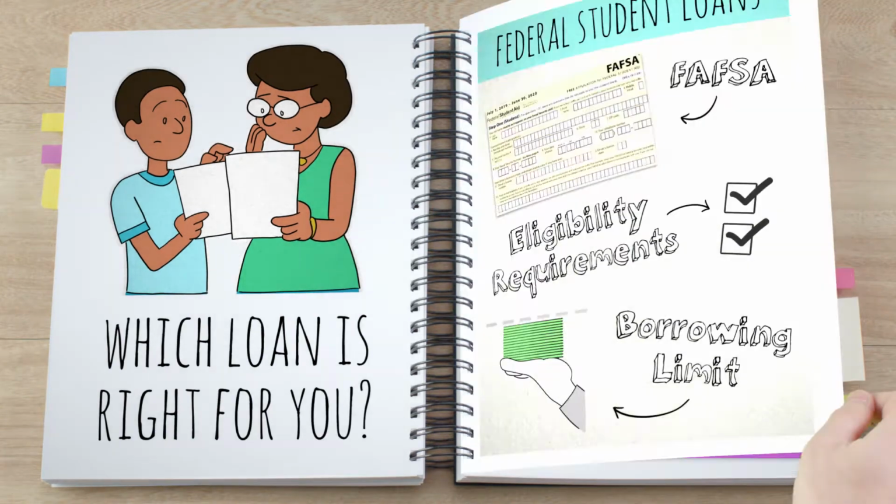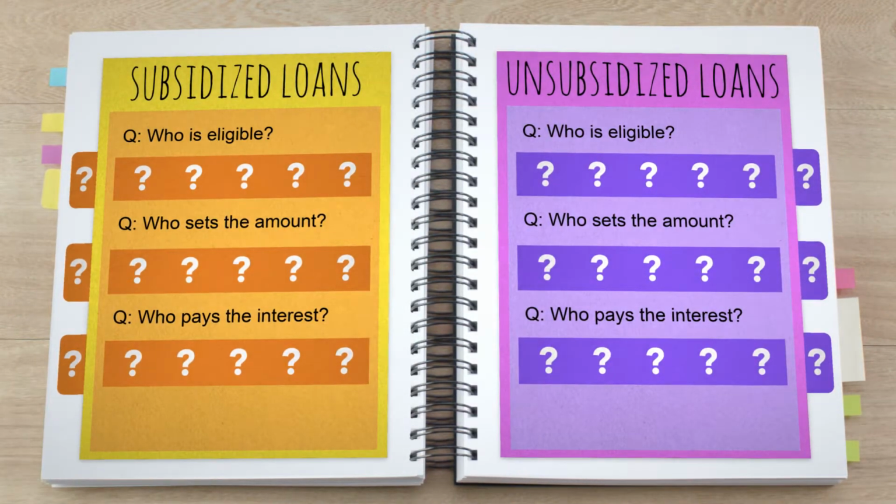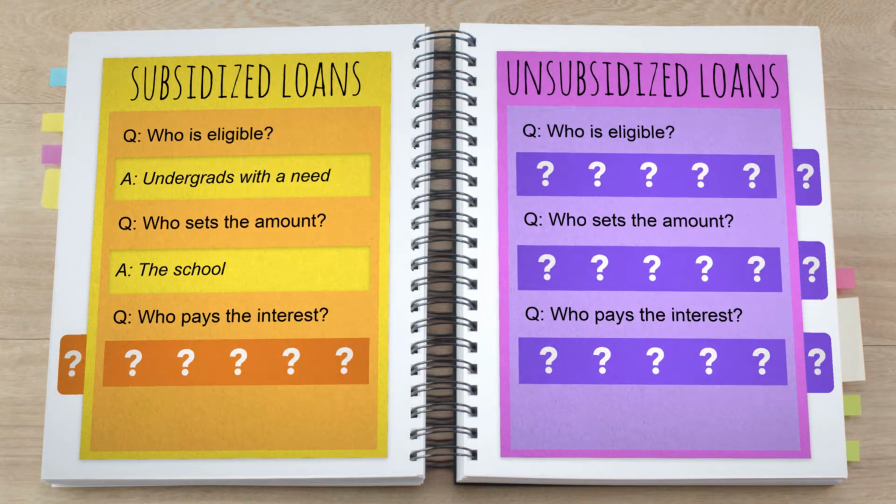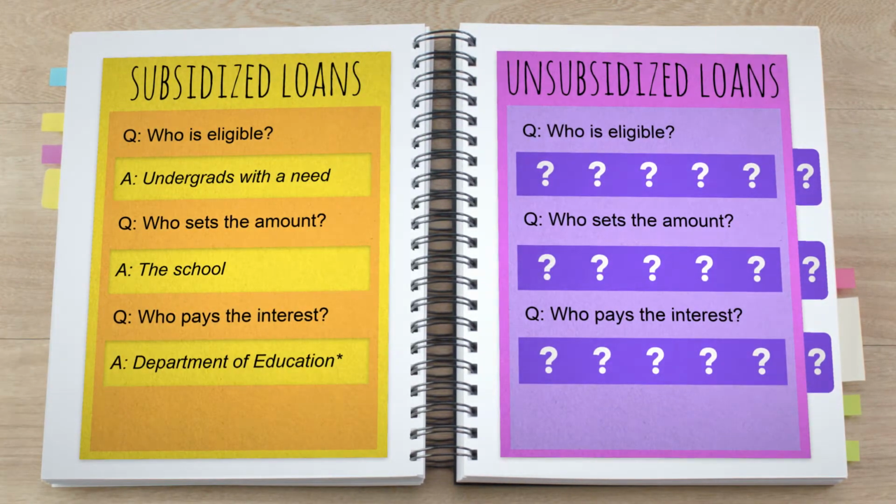Federal loans are also available as subsidized and unsubsidized loans. Subsidized loans are available to undergraduate students with a financial need. The school determines the amount that can be borrowed. While a student is in school at least half-time, the U.S. Department of Education pays the interest on the subsidized loan. This also happens for the 6 months after a student graduates and during authorized deferment periods.